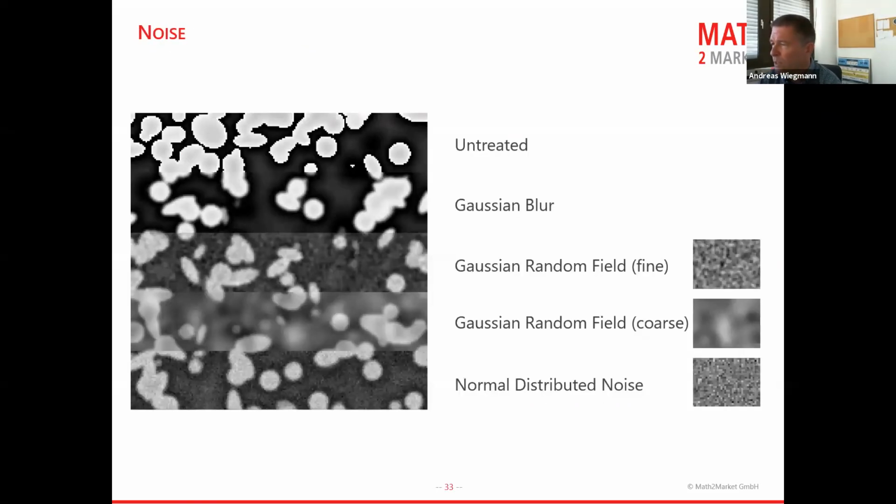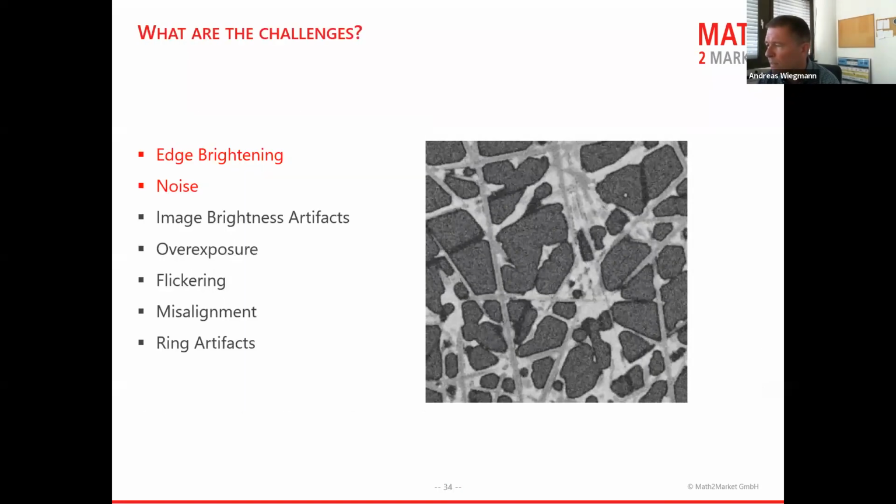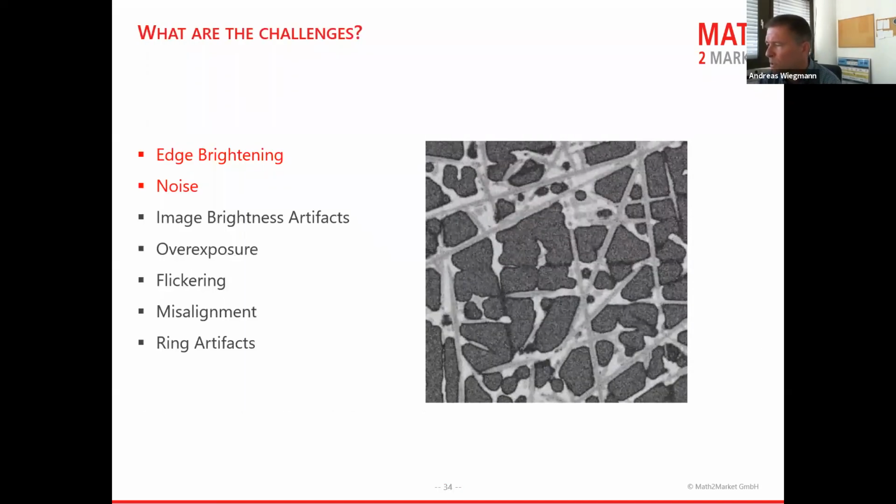There's noise on the images, so the untreated image looks like that on the top. Then Gaussian blur, Gaussian random fields is one technique that we add noise with. And then on the bottom we have normally distributed noise. So you can pick your noise level, and then again we have slices through the computer-generated image.